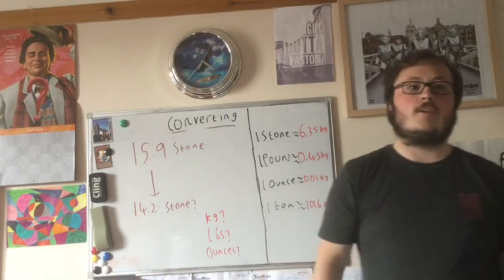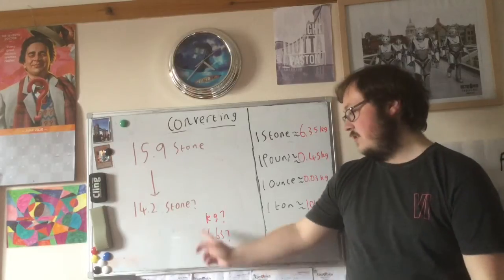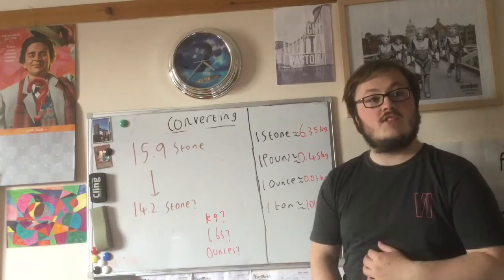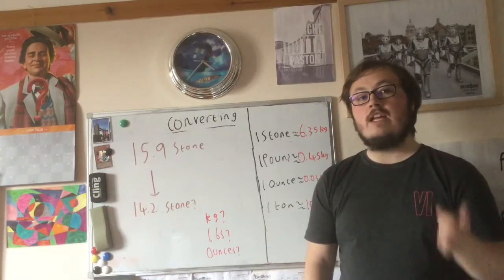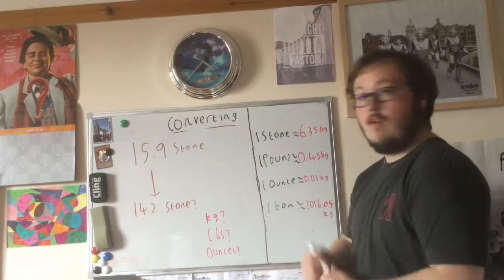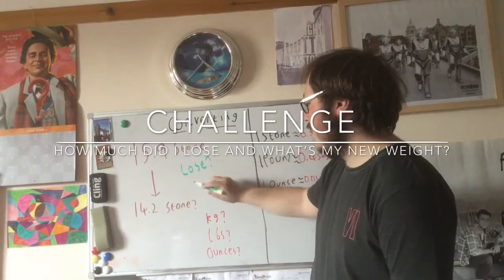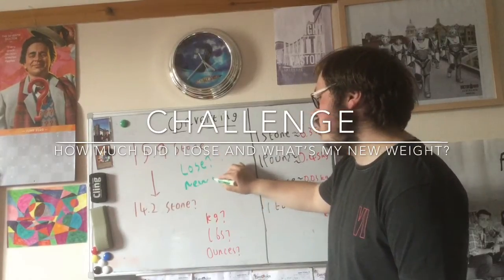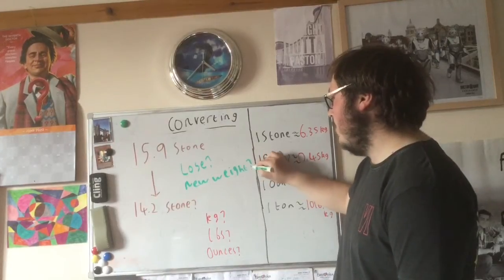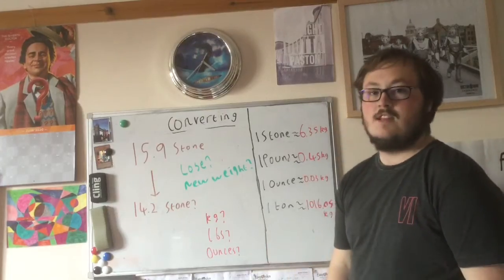But here's my question. How much did I lose in terms of kilograms, pounds, and ounces? And what is my new weight in kilograms, pounds, and ounces? So I'll write it on here. How much did I lose? And my new weight. I want you to answer both of those in kilograms, pounds, and ounces.